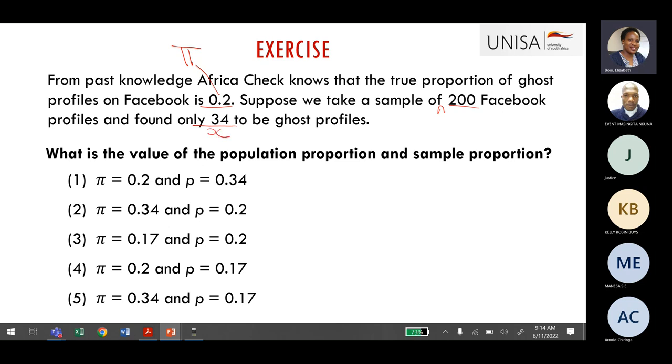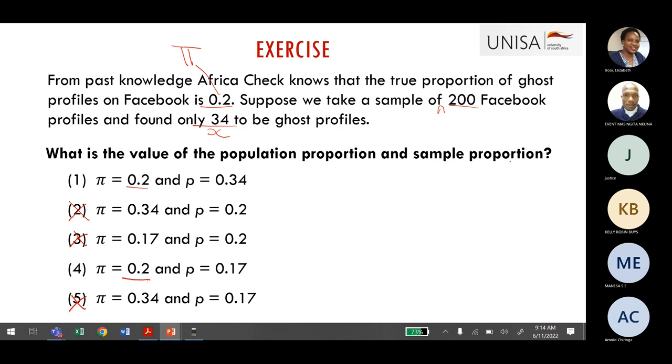Then I can come here and answer the question. What is my population proportion? I've identified it from the statement. It is 0.2, so this one is correct. It means these three statements are incorrect.